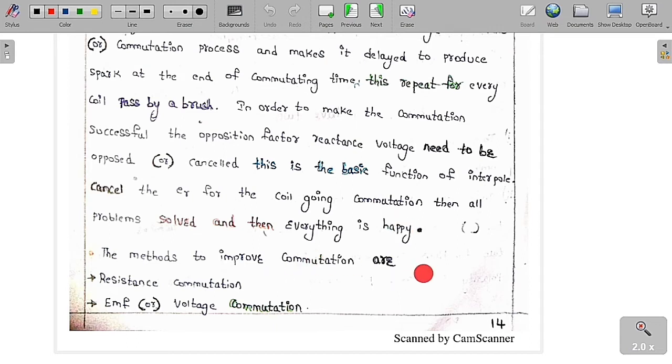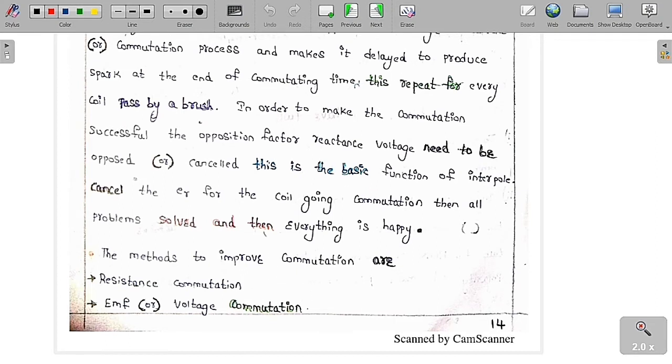Methods to improve commutation are resistance commutation and EMF or voltage commutation. So these are the two methods to improve the commutation: one is called resistance commutation and the other is EMF or voltage commutation.